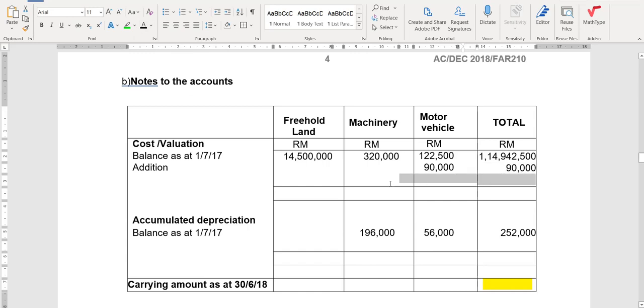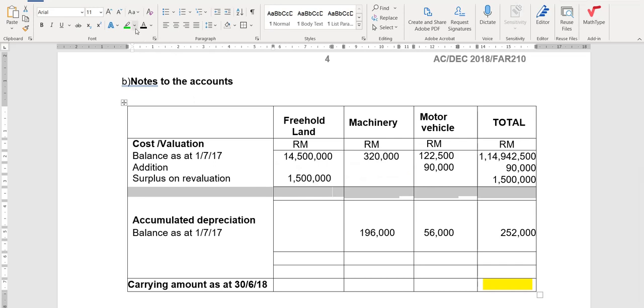And then remember, there was a surplus for the land. You go and debit freehold land and you credit the ARR freehold land, and the total at the end of the year was what you can see, 16,320,212,500. That was the total cost and also the valuation. Which one is at valuation? The freehold land is at valuation. The machinery and the motor vehicle, they are all at cost. Freehold land is using the revaluation model, so you should put here cost slash valuation.